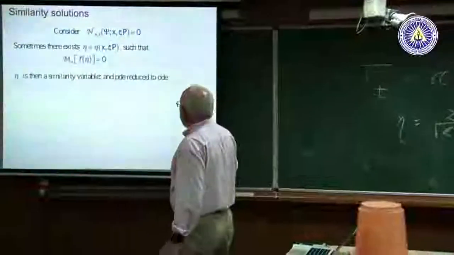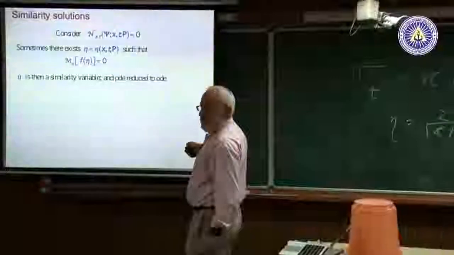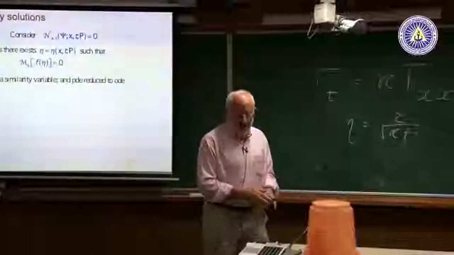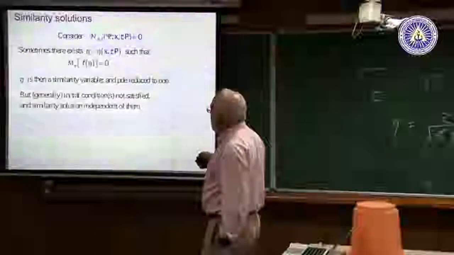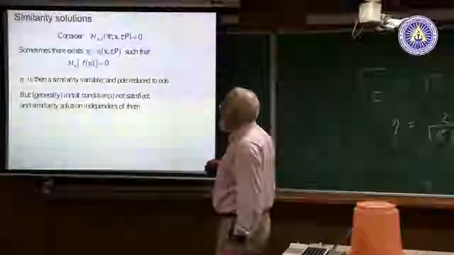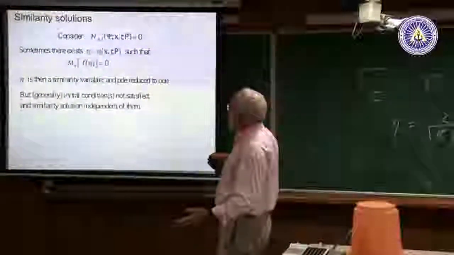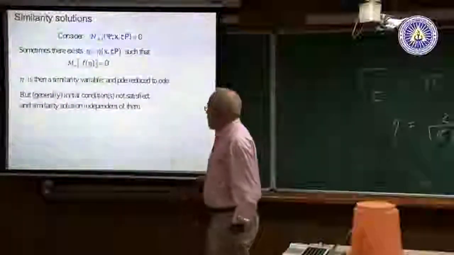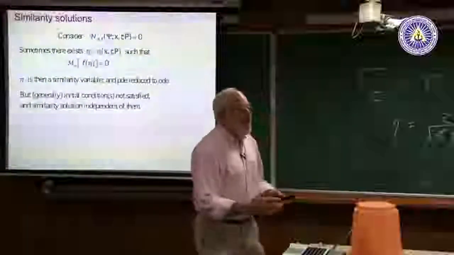That's called a similarity variable, and it sometimes, not always, reduces the partial differential equation to an ordinary differential equation, and when it does that, of course, it's much easier to solve. But now there are initial conditions associated with this, and boundary conditions, and in general, the initial conditions are not satisfied by this similarity variable, because this is not useful when t is equal to 0, so you can't apply initial conditions. So the similarity solution, which is the solution of that, has got to be independent of those initial conditions.